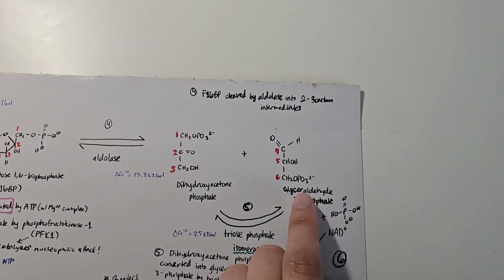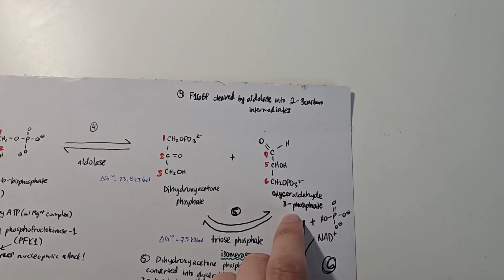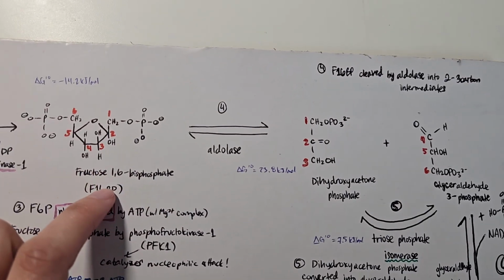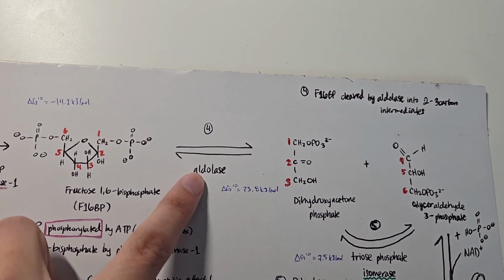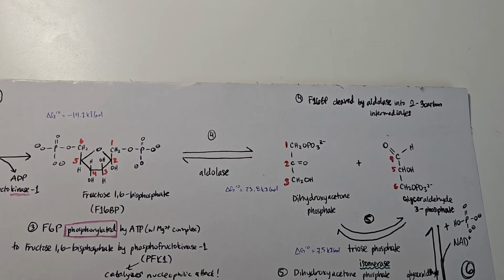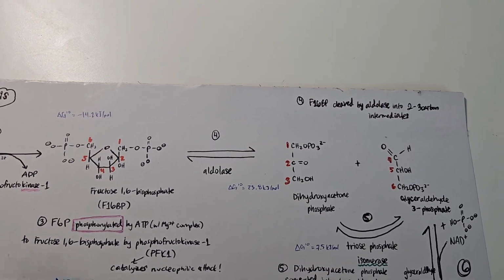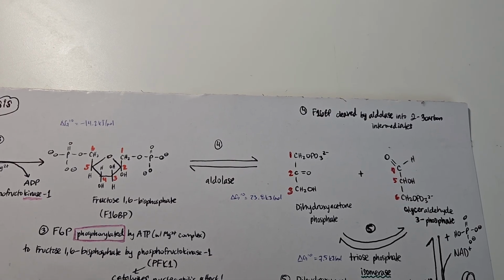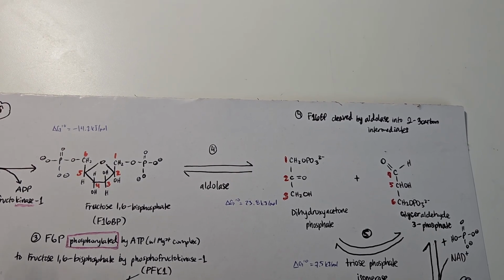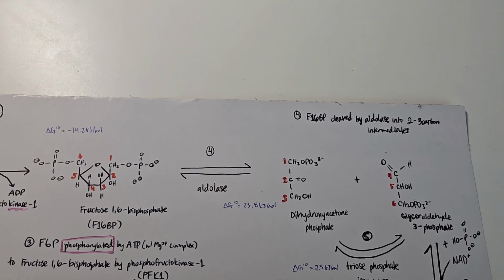But yeah, that's pretty much just this reaction. It's just cleaved there. There's nothing crazy about it. It's a reversible reaction, and there's nothing really too crazy about this reaction. You're cleaving F16BP into two molecules, and this is where we're going to get two molecules of something else because we're going to convert dihydroxyacetone phosphate into glyceraldehyde 3 phosphate.